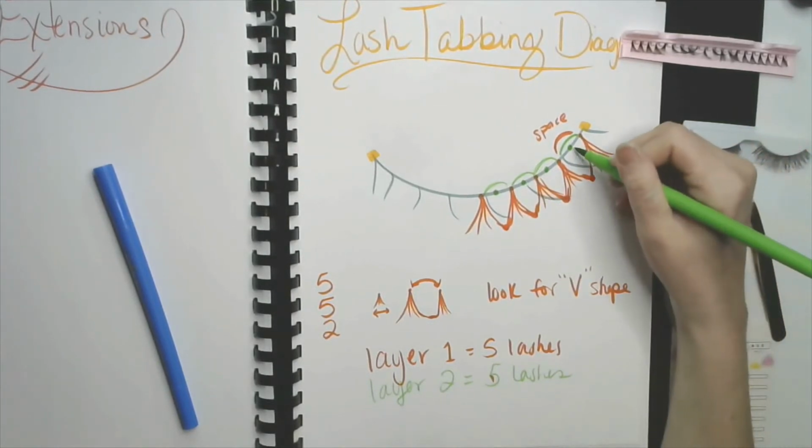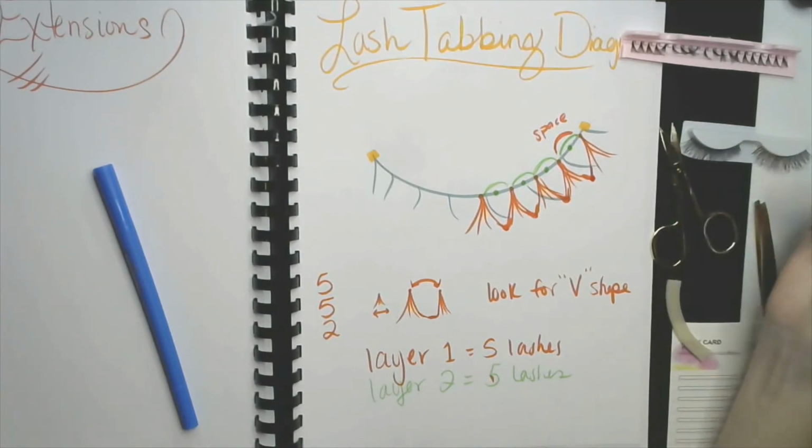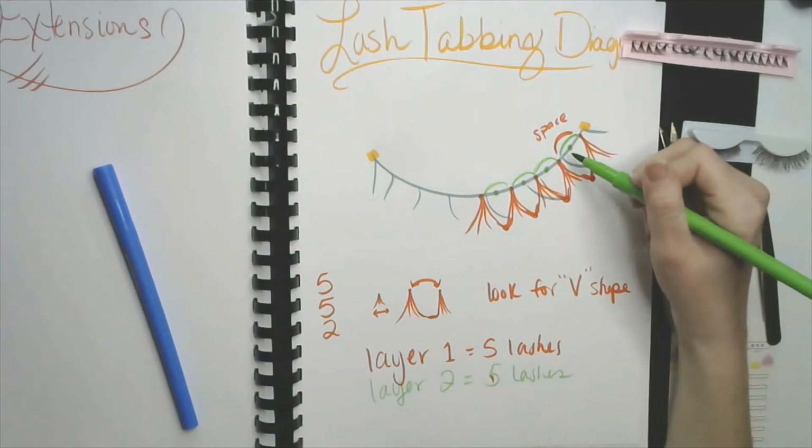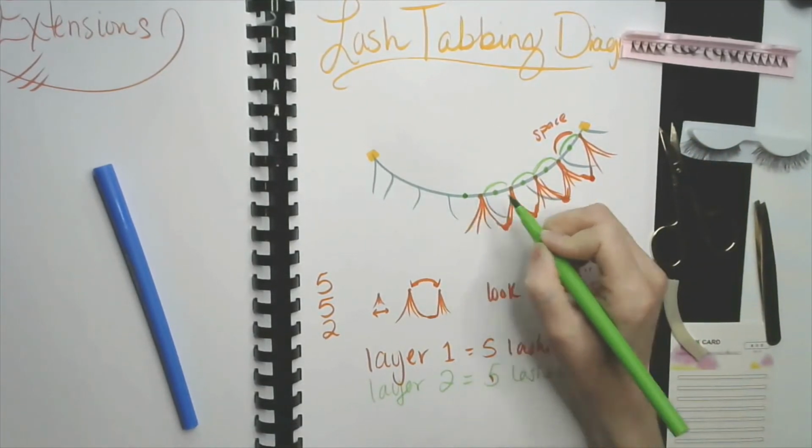Okay, so we don't start on the outer corner, because remember, we don't want to have any glue right on the outer edge. Okay, you still have a little space. I'm going to tell you why in just a minute. I should have pointed that out at the beginning. So here, 1, 2, 3, 4, and then we're going to do one more on the outer corner.